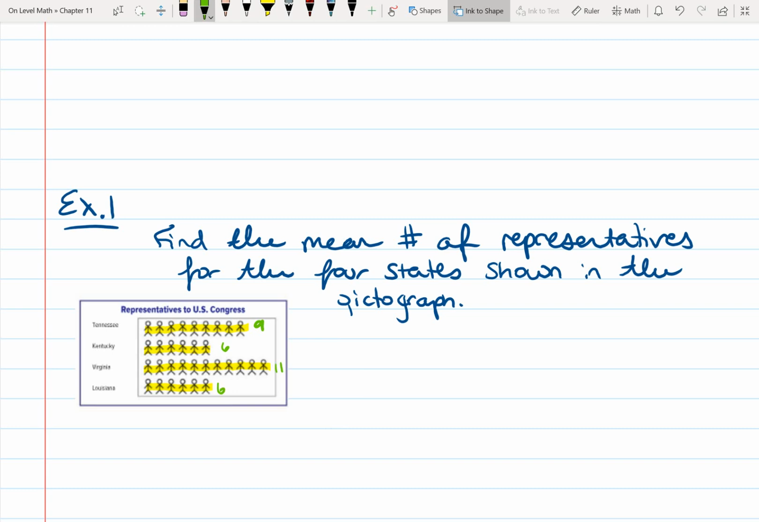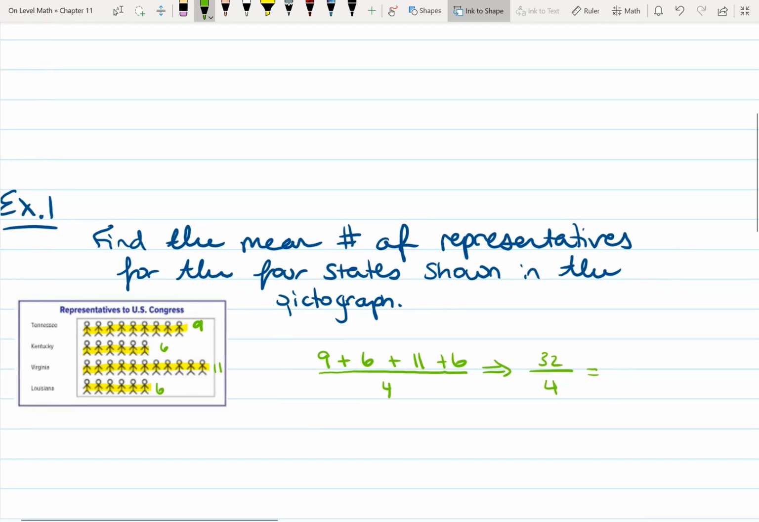So we're going to add those 4 numbers up. 9 plus 6 plus 11 plus 6. And eventually, once we get that sum, we're going to divide by the number of numbers. Since we have 4 numbers, we're dividing by 4. So you can use a calculator. 9 plus 6 plus 11 plus 6 gives us 32. We'd need to divide it by 4. And 32 divided by 4 gives us 8. So 8 is our mean.